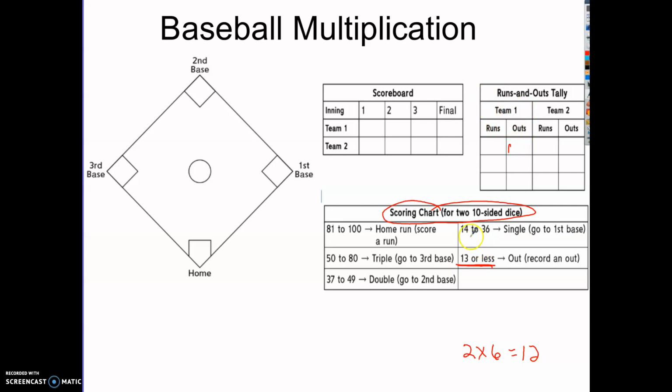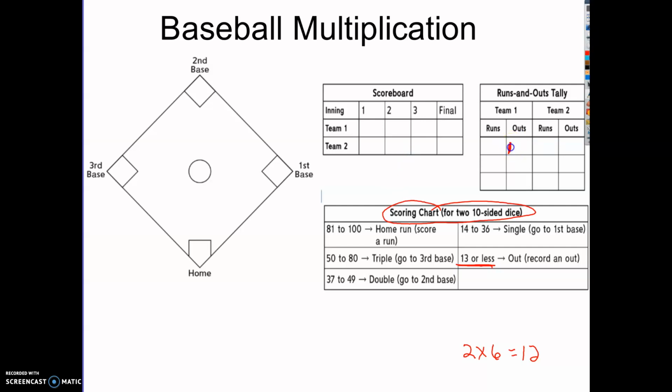If my answer was 14 to 36, I'd get to go with my counter to first base. If my answer was 37 to 49, I'd go to second base. If my answer is 50 to 80, I'd get a triple and go to third base. If my answer was 81 to 100, I would score a home run. Yay! Okay, so let's say, so we had an out.